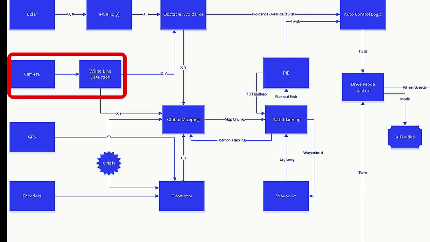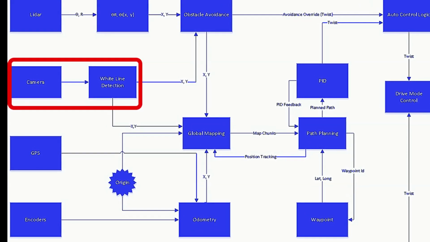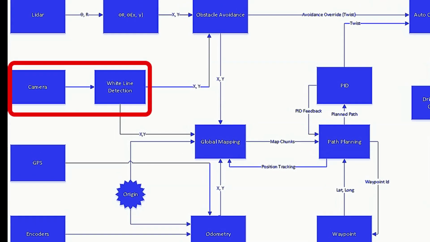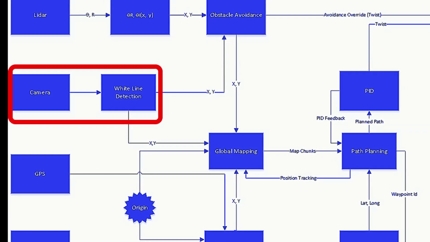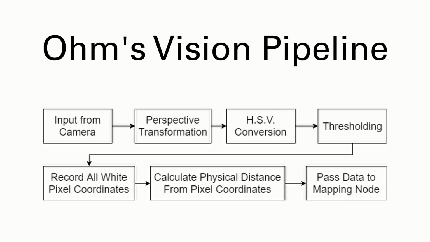The white line detection program finds where the white lines are and passes their location to obstacle avoidance, which figures out how exactly to avoid, and to a global mapping program, which figures out where this white line is in relation to the field. Here you see our image processing pipeline.